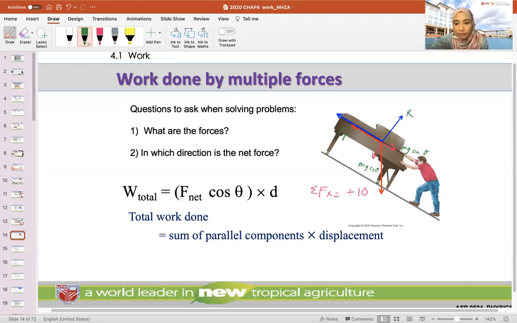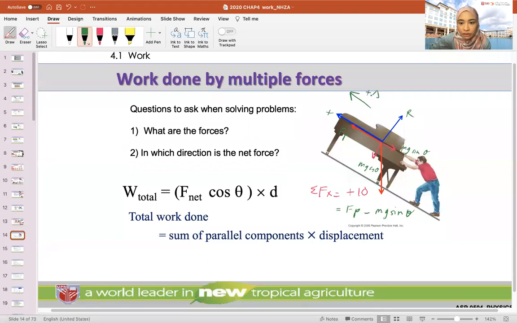Okay, so let's say FP minus, we need to say which one is positive. Let's say upward is positive. So FP is positive minus mg sin theta. And then what else? We have other contributions. We don't have friction. So we will say FP minus mg sin theta is positive 10.